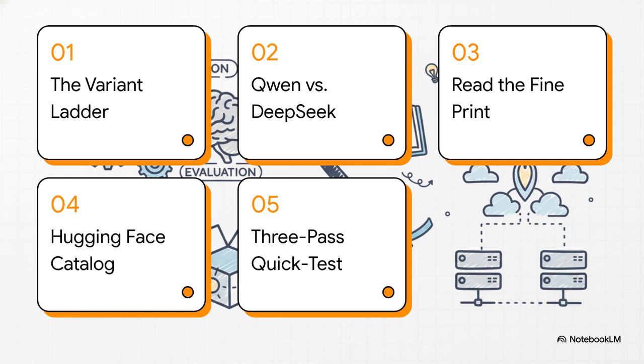Here is our structured roadmap for surviving the open weight landscape. First, the variant ladder. Second, Qwen versus DeepSeek. Third, reading the fine print. Fourth, navigating Hugging Face. And finally, number 5, the 3-pass quick test.